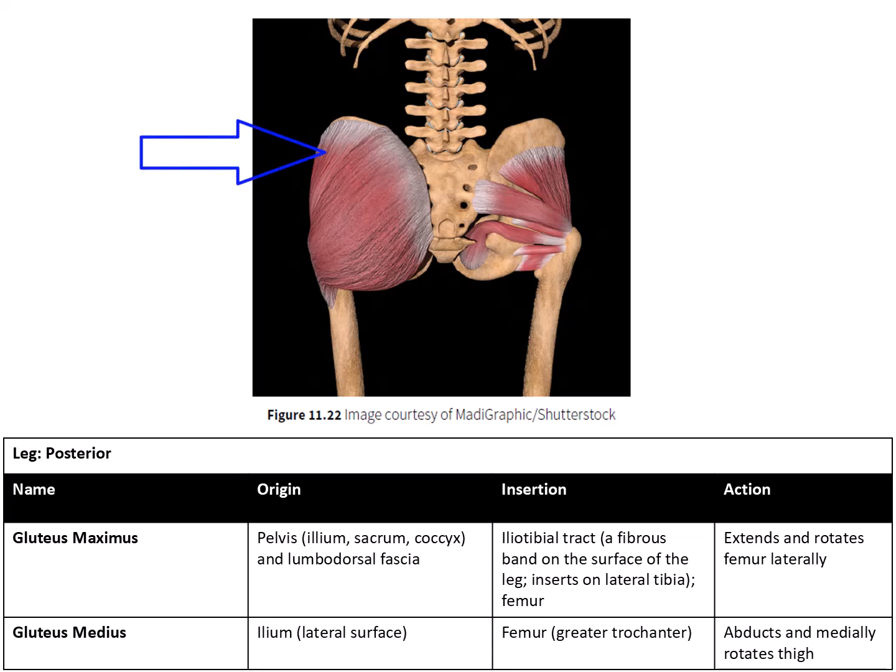The gluteus medius, for the most part, is deep to the gluteus maximus. It originates from the ilium and inserts on the greater trochanter of the femur. When this muscle contracts, it's going to abduct and medially rotate the thigh.